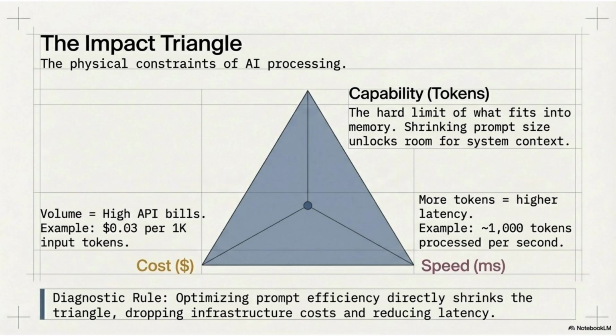Second is speed. More tokens mean higher latency. A typical model processes around 1,000 tokens per second, so a massive prompt takes noticeably longer to return a result. Third is capability. Every model has a hard limit on how many tokens it can see at once. If your document requires 30,000 tokens, but your model only handles 8,000, it simply cannot process the file. The diagnostic rule at the bottom of this slide is crucial. Optimizing prompt efficiency directly shrinks this triangle, dropping infrastructure costs and reducing latency simultaneously.